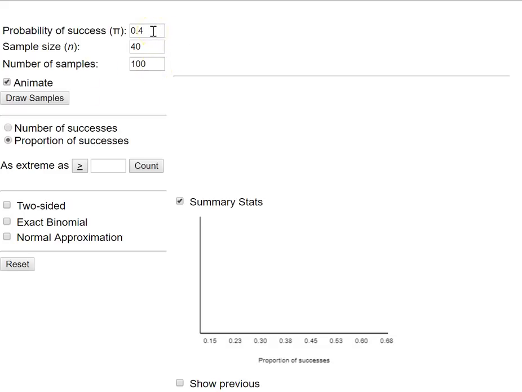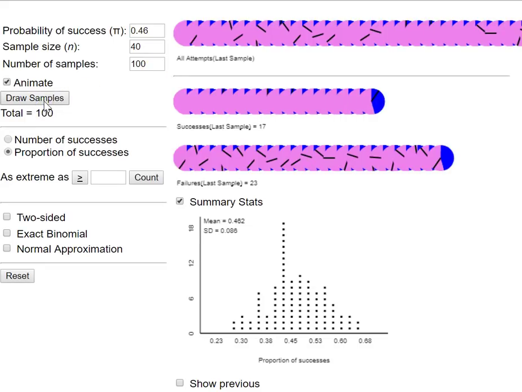I set the success to 40%, sample size of 40. Wait, what was it? It wasn't 40%. What was it? 46%, excuse me. 46%. Okay, sample size of 40 on 100 samples. Okay, so there's our distribution. That's 100 dots. A little bit different than what we have in the notes. That's okay. But watch these two numbers as I just add more samples to the distribution.